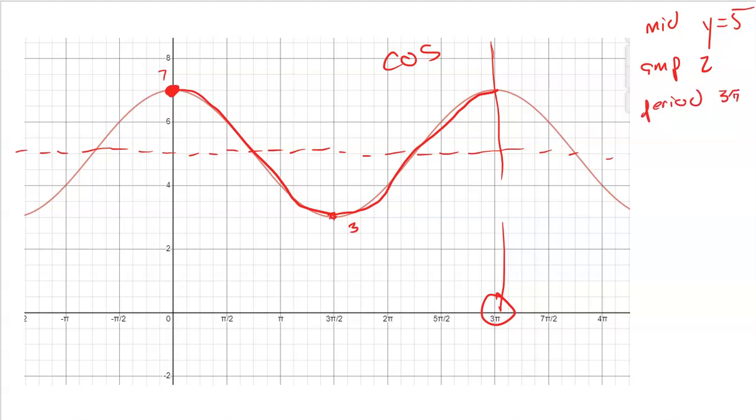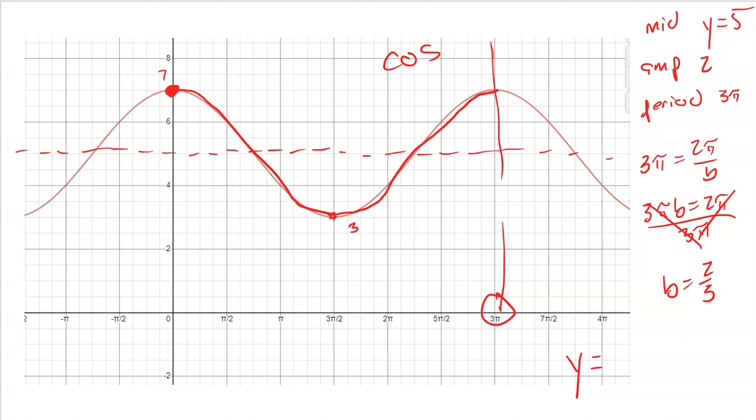All I have to do is correctly find the b value. So period 3 pi equals 2 pi divided by b. Multiply that over. I mean, how easy is this? Come on, so simple. 3 pi divided by, that cancels this out. Pi's cancel, and we get b equals 2/3. So now my function is y equals amplitude 2 cosine of 2/3 x. And then make sure that that plus 5 goes on the outside. So very simple. Hope everybody agrees with me on that.